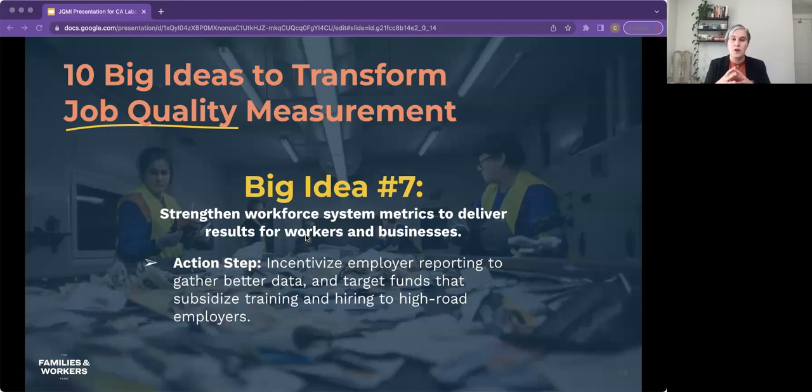which currently focuses on the services delivered to the business, to instead capture data on the characteristics of jobs created by the business, right? So for example, data could be collected through an employer survey and incentivized through wage subsidies, prioritized support from the workforce system, and public recognition of high road businesses. Gathering better data can help us to target federal funds that subsidize employer training and hiring to employers that actually meet good job standards. And California is known to have one of the most innovative workforce systems in the country. So I think this is another area where there's real opportunity for the state to lead.